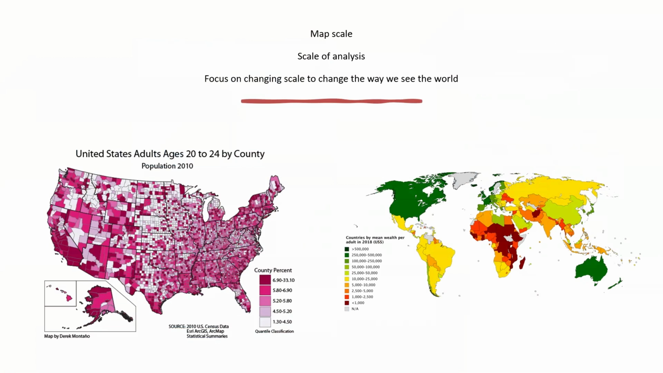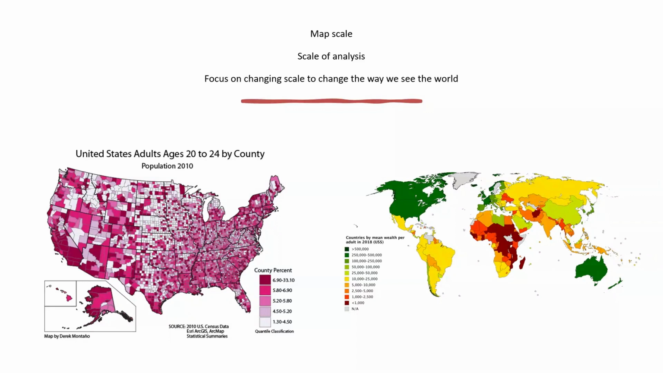Sometimes we also talk about map scale and scale of analysis. One of the things that College Board really likes to talk about is the way that changing your scale can change the focus of the way that we see the world. If we look at the map on the left, this is a map of the United States. So the map itself is a national scale map. But the scale of analysis is how we are getting the data. If we look over at the key, we see it's county percent. So they're presenting the data, or the scale of analysis, by county.